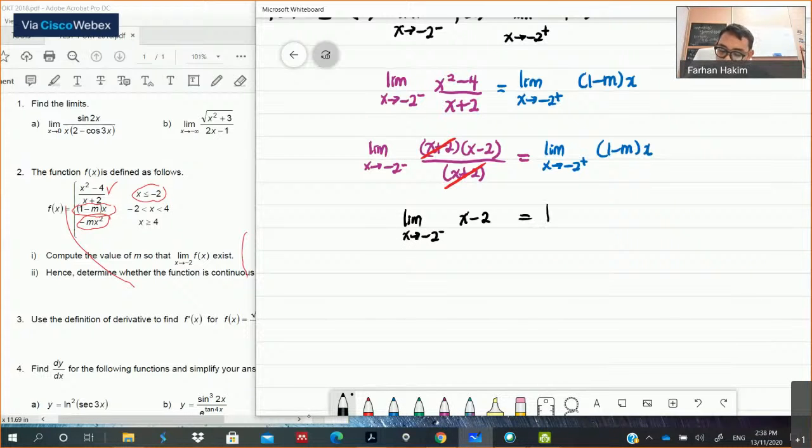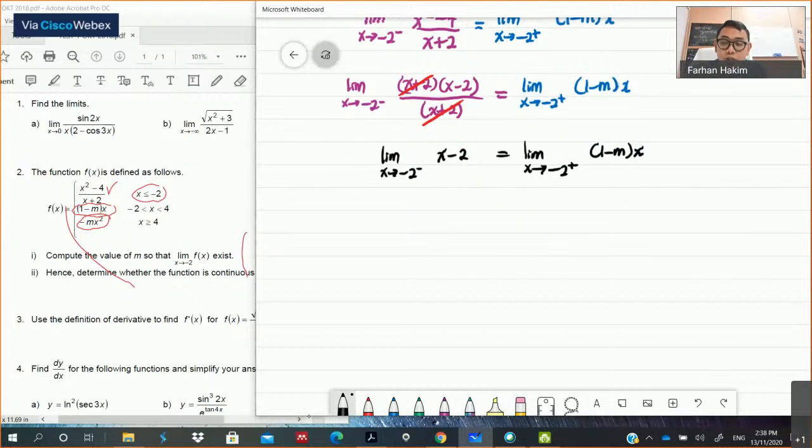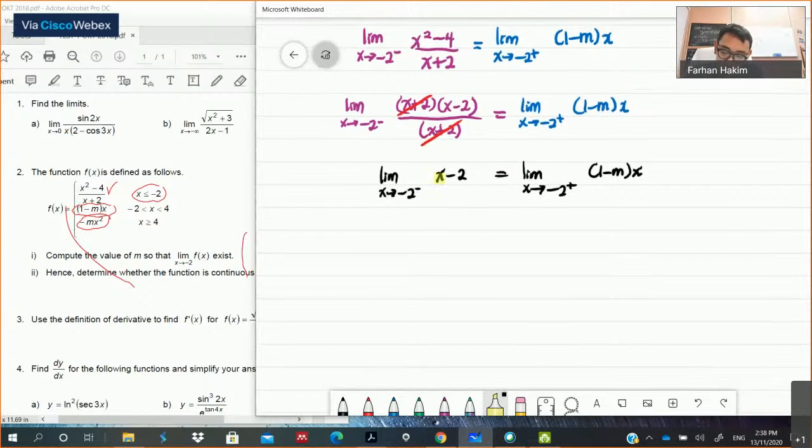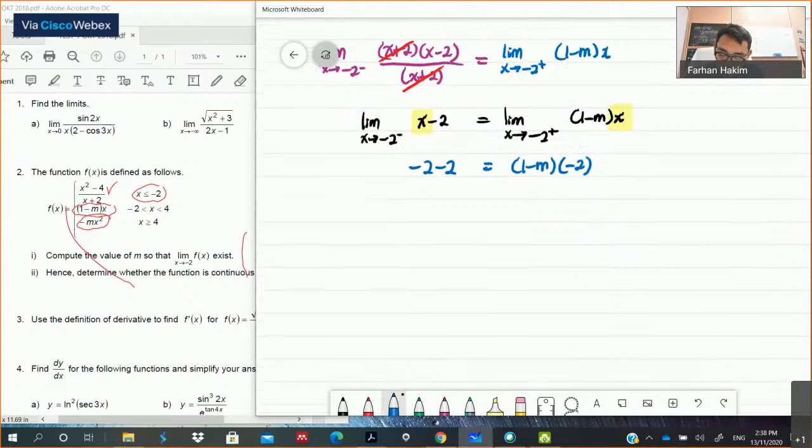So this is equivalent to the limit as x approaching -2 from the right of 1 minus m of x. What we want to do now is substitute the value of x with -2. So we note that this x will be -2 and this x will be -2. So we have -2 minus 2 is equal to 1 minus m times -2. Now we can simplify this.